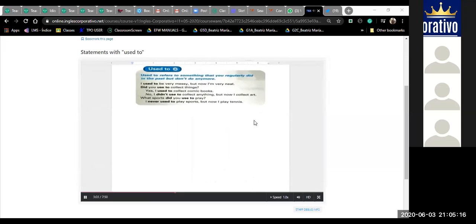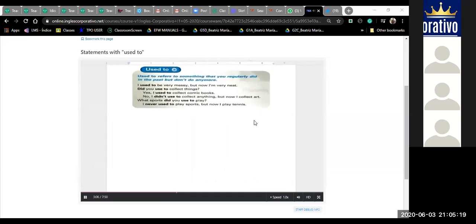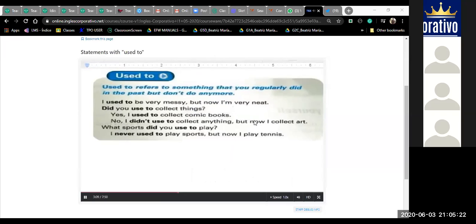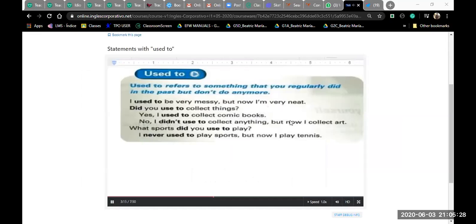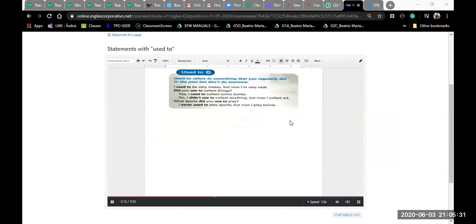Let me start by explaining this chart. First of all, let me just get the concept out of the way. Used to refers to something that you regularly did in the past, but you don't do that anymore. Let me get started by explaining positive statements. I'm just going to put the formula here, and we're going to try to make sense of the positive statements outlined there. We're going to borrow that first example. I is the subject, then this follows used to, and then we're going to have the verb in the present. So I used to, and in this case, be.